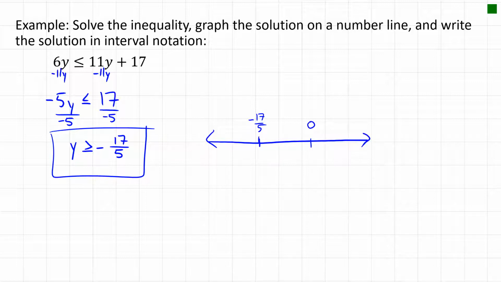Let me draw that number line a little better. And we know that y is greater than or equal to this value. So it's a filled dot and then moving over towards the right and on and on and on. And we can also write that in interval notation. And it goes to positive infinity.